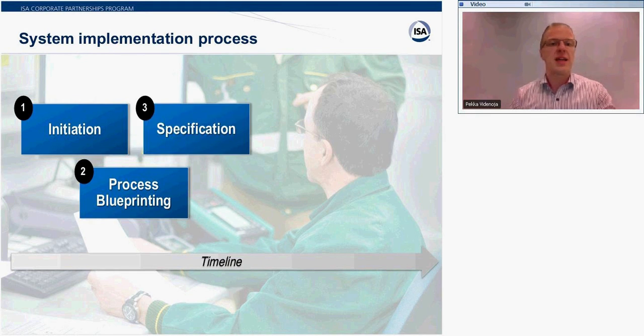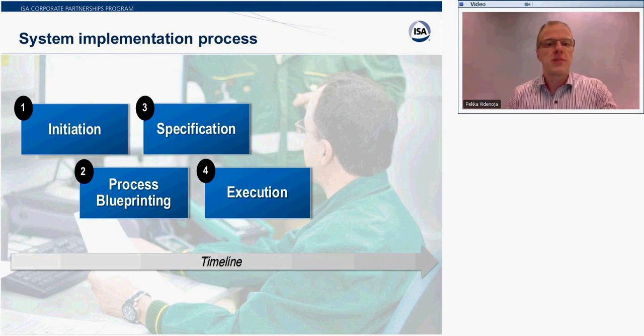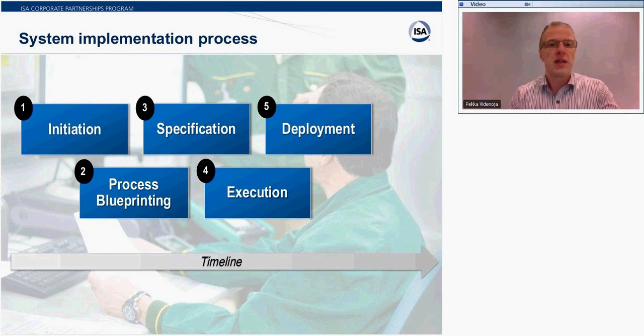And then the third step is the actual specification. Here we jump into the step where everything is defined, and the key part is to have a common understanding. We are going to go through these steps more carefully in the next slides. Then there is the execution. The project itself is initiated, the process is defined, everything is specified, and now comes the actual execution part. So we implement what we have defined, and then deployment, when we take the system into use.